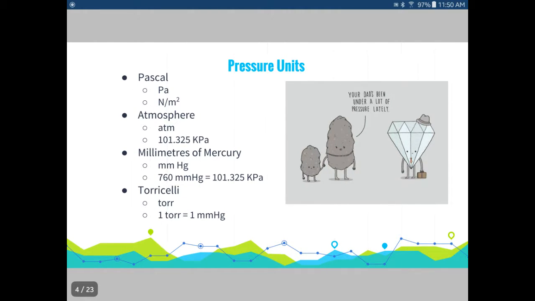So, our pressure units. Like I mentioned, our standard unit is a pascal, and a pascal is a newton per meter squared. Again, we deal with kilopascals, which is a bigger unit than the pascal. We also have an atmospheric unit, which is called an atm. An atm is equivalent to 101.325 kilopascals. So 1 atm is equal to 101.325 kilopascals of pressure.